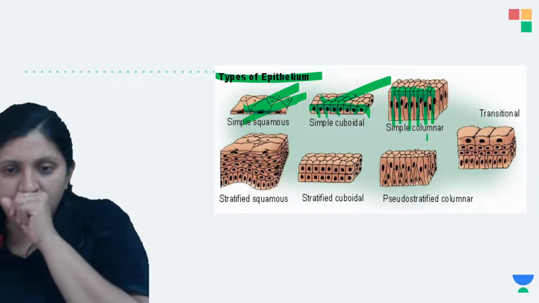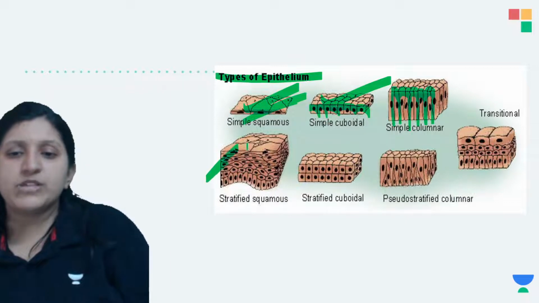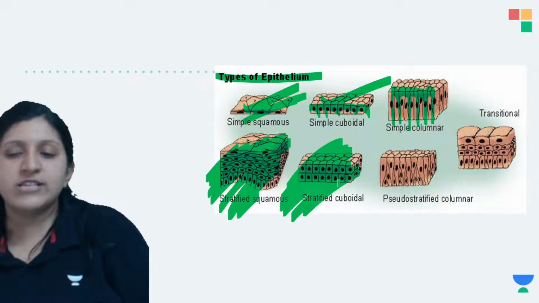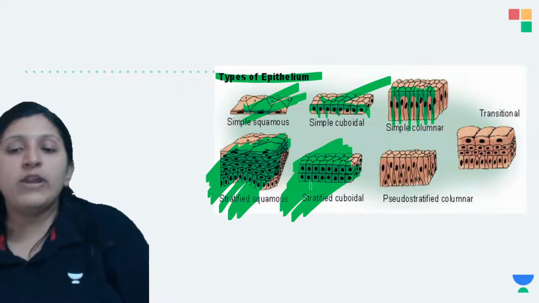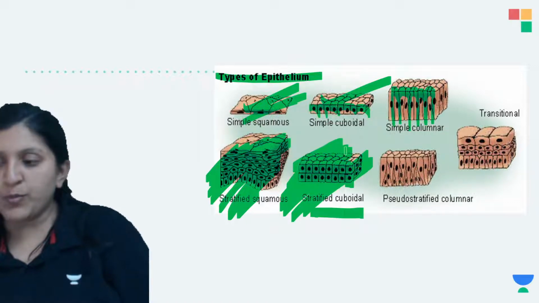Then this is stratified squamous. You can see multiple layers are there. This is stratified cuboidal. The top layer is what is mentioned there, but yes, the layers below can be anything. The top layer is to be considered, and this is to be called a stratified cuboidal.